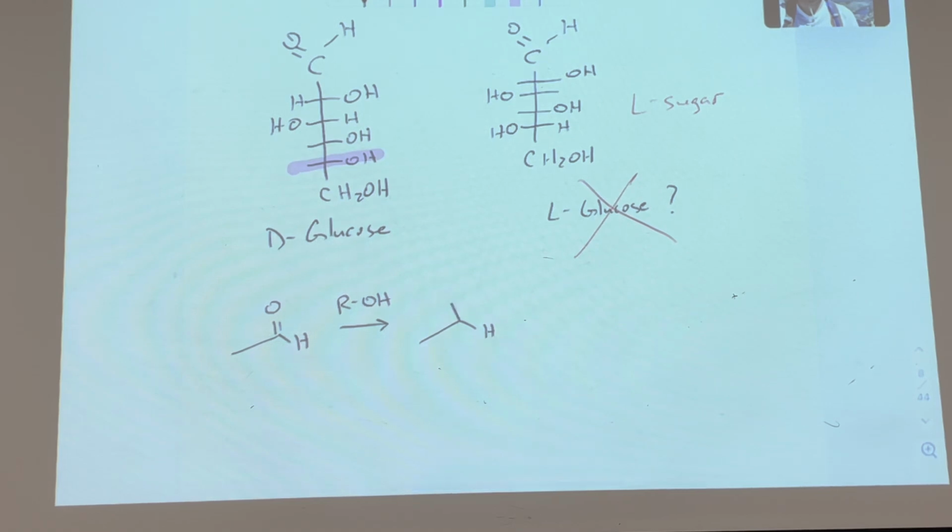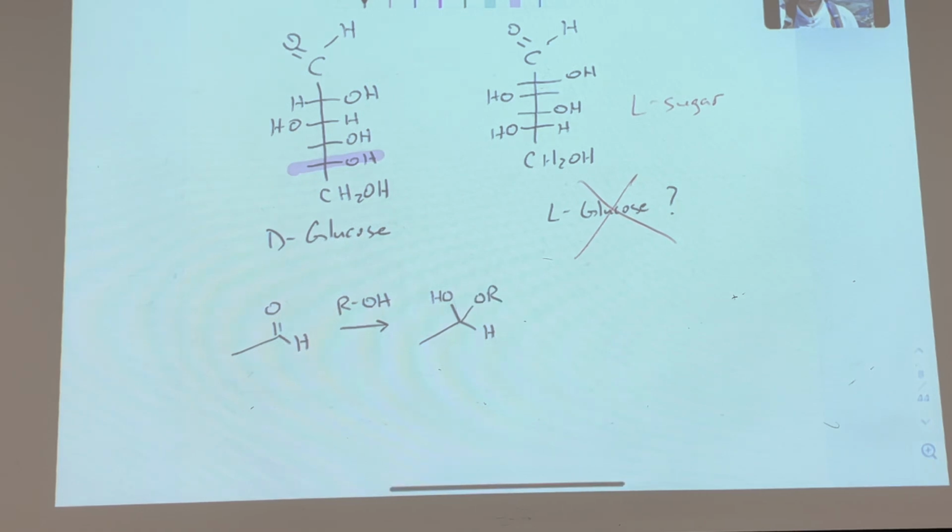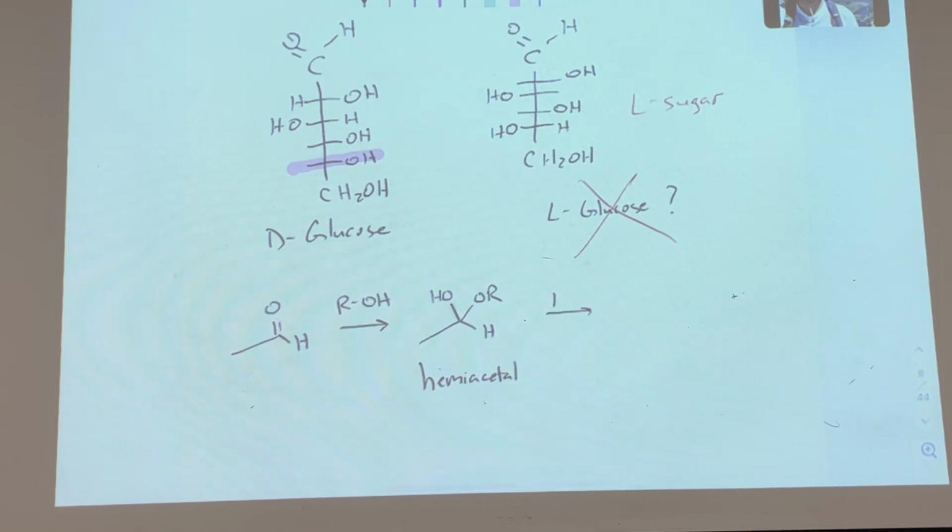Yeah, it's an ester. Hmm? Ester? No. Ester is carboxylic acid plus alcohol. Oh, okay. Looks like that. Yes, it's a hemiacetal. Okay. And if you added a second, you got the acetal.